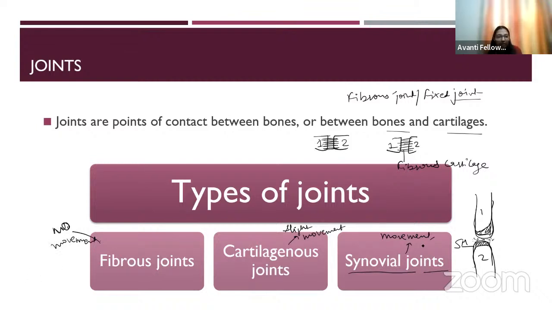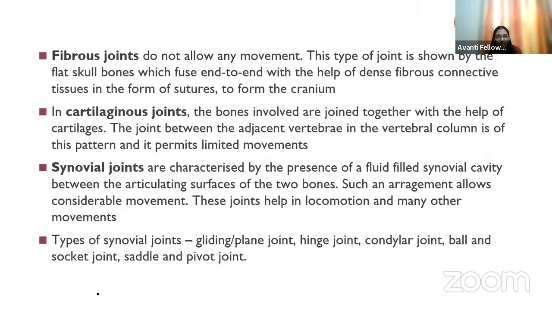Synovial joints are of further types like hinge joint, condylar joint, ball and socket joint, saddle joint, pivot joint, and plane joint.